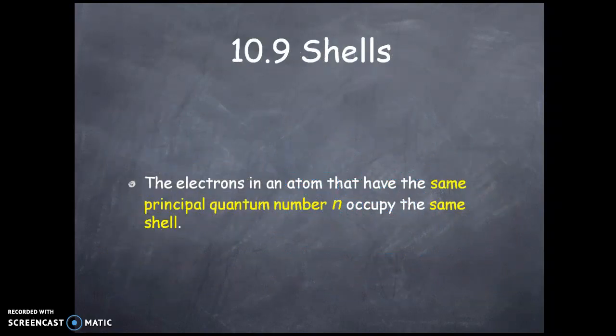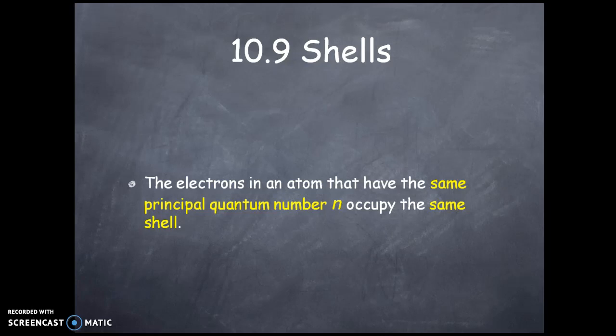The electrons in an atom that have the same principal quantum number n occupy the same shell. So you will have the principal quantum number, the orbital quantum number, and the spin. The principal quantum number starts from 1, 2, 3, 4, and the orbital quantum numbers start from 0, 1, up to n minus 1.